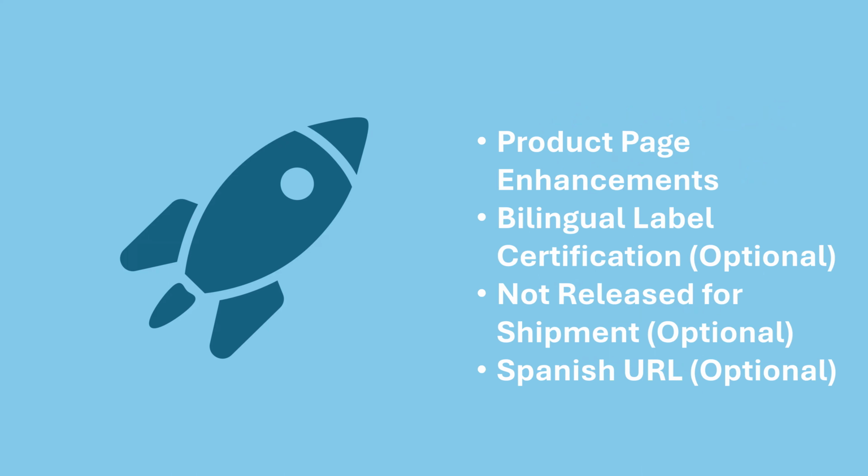So there's been a little bit of a product page enhancement added. You do have the optional bilingual label certification field. You have the optional not to be released for shipment field, and you have the optional Spanish URL field. So again, highlighting here that these are all optional now, because the OMB process is not yet complete.